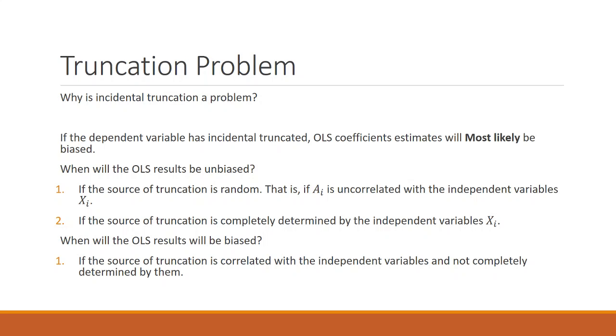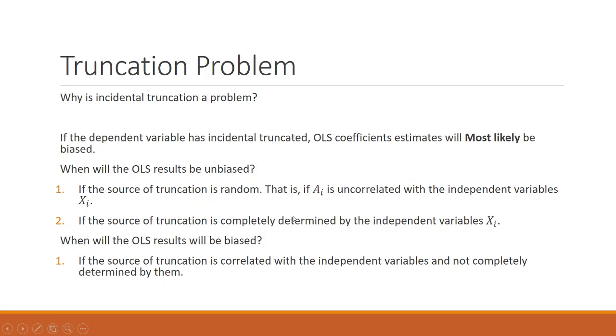But to summarize this, if we have incidental truncation, we're most likely to have biased results. Usually they'll be biased. The only time they're not biased is if we can say that our selection variable is randomly assigned. That means the people that have savings accounts are just random, or the people who are in the workforce is just random, which is oftentimes unlikely.